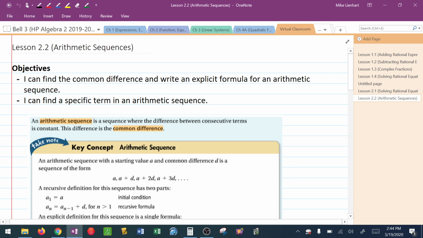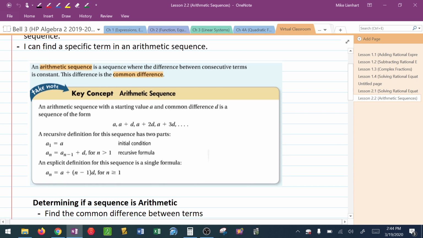We've got two objectives. You have to be able to find what we're going to call the common difference and be able to write what's called an explicit formula when you're given an arithmetic sequence. And then the second task is we're going to have to find a specific term in an arithmetic sequence. The nice part about this lesson is that a student in Algebra 1 should be able to pick this up very easily because he knows how to do linear equations.